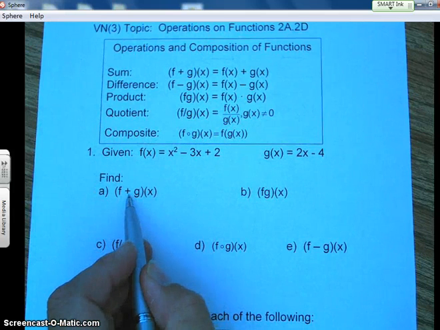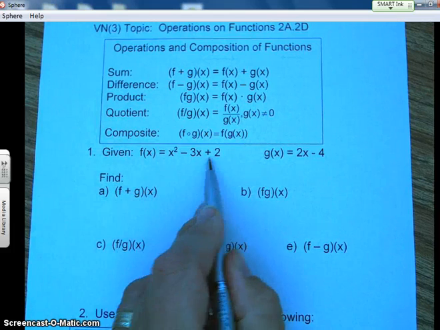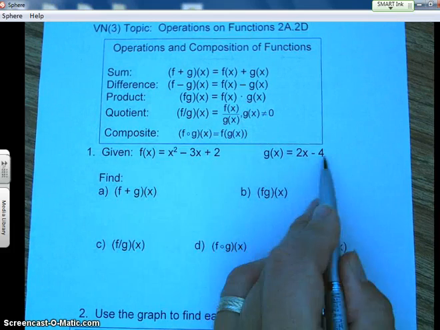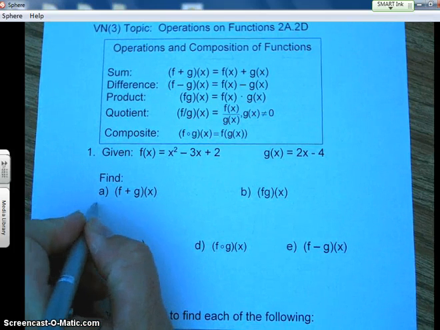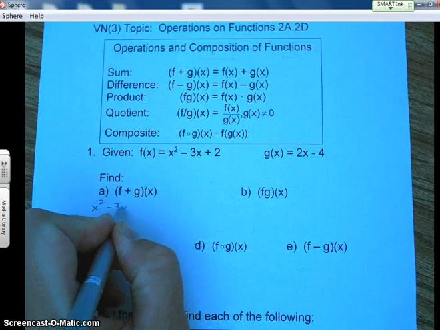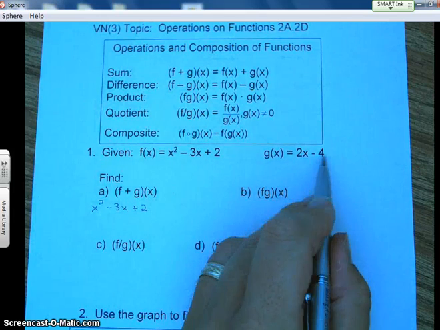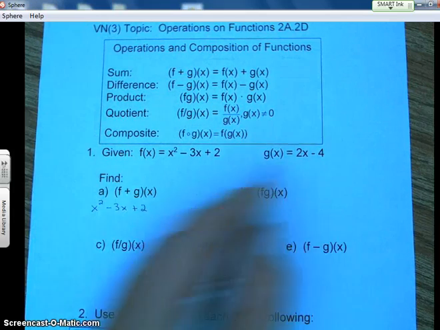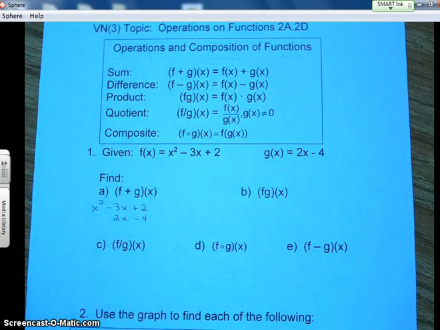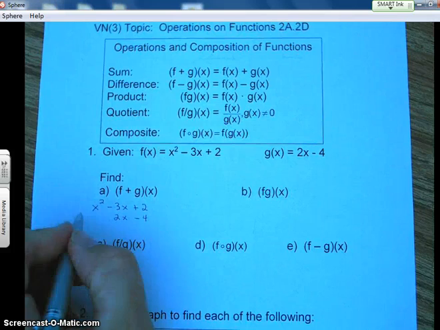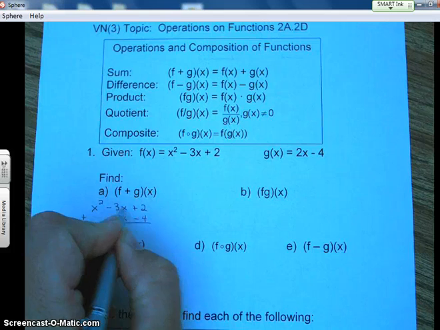Here we're adding the functions together. So here's function f, here's function g. The best way to do this, in my humble opinion, is when you're adding them together, line up the like terms. Okay, so here's function f. We are adding function g. Notice I lined up the like terms.